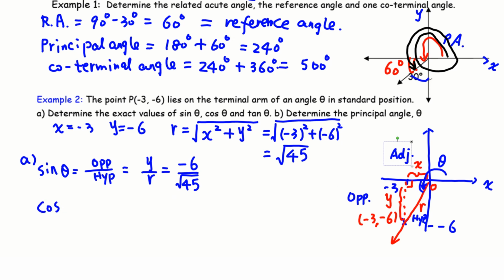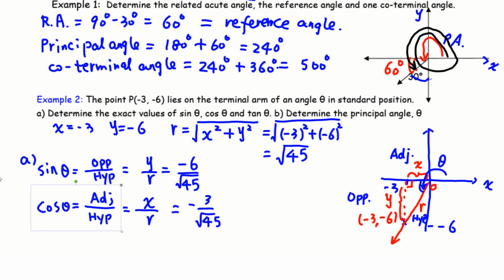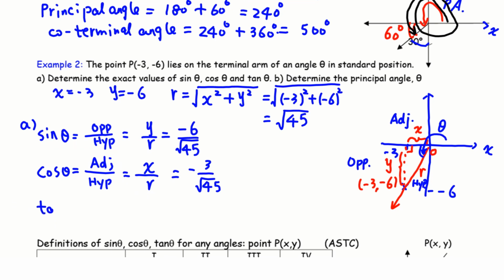And cosine theta is adjacent over hypotenuse. Extended to this xy coordinate, it will be just x over r. And you have negative 3 over square root 45. And the tangent equals opposite over adjacent, equals y over x, equals negative 6 over negative 3, which gives you positive 2.